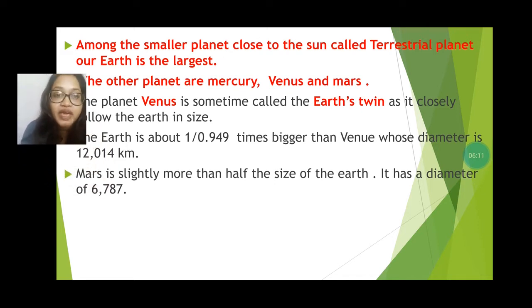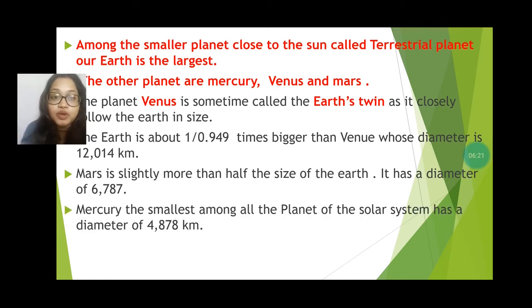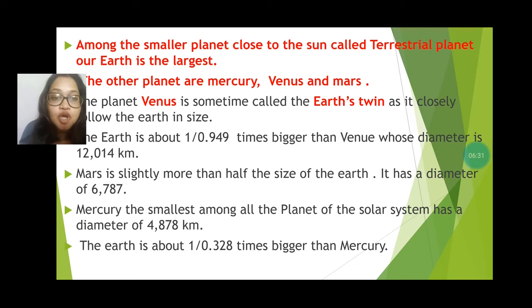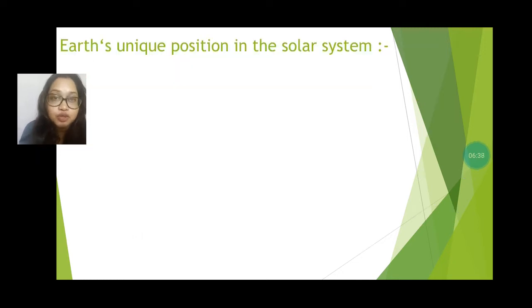whose diameter is 12,014 kilometer. Mars is slightly more than half the size of the Earth, and it has a diameter of 6,787 kilometer. Mercury is the smallest among all 8 planets, so its diameter is 4,878 kilometer. The Earth is about 1 by 0.328 times bigger than Mercury.